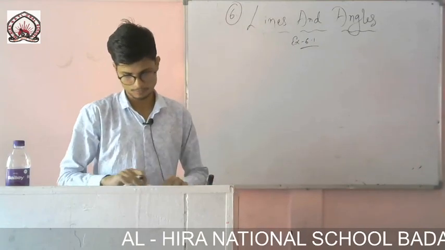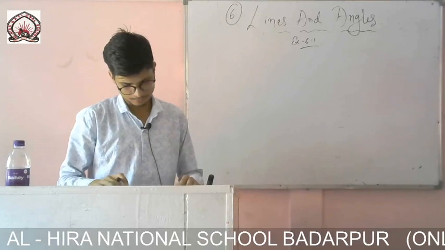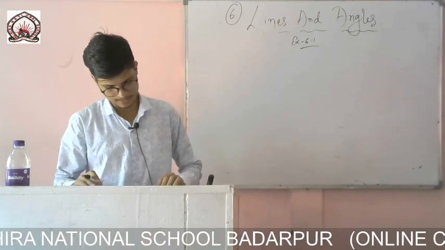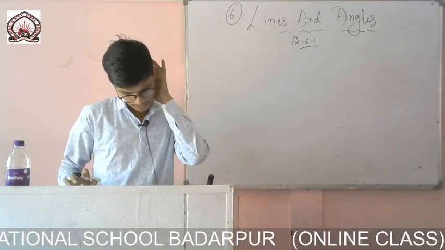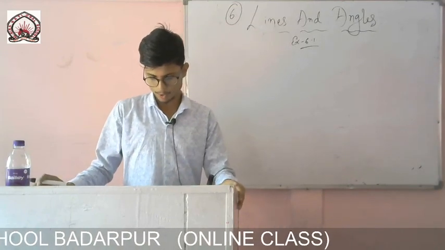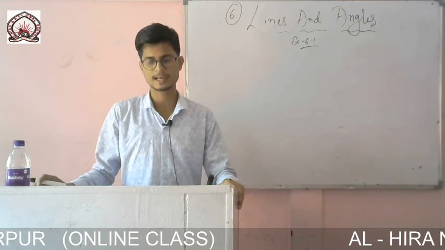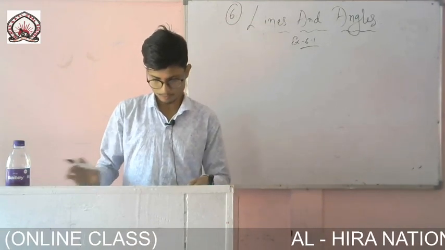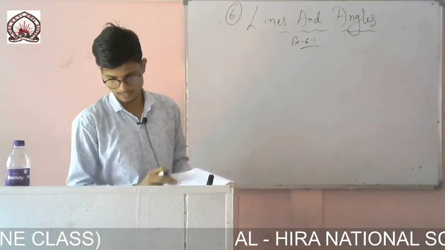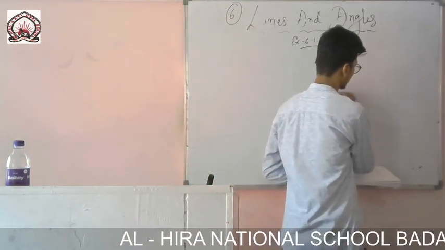Exercise 6.1. So first question, you see, it is given that in the figure lines AB and CD intersect at O. If angle AOC plus angle BOE is equal to 70 degrees and angle BOD is equal to 40 degrees, find angle BOE and reflex angle COE. You have to find these two angles. First of all, let me draw the diagram. What is the figure given? Let me draw it.